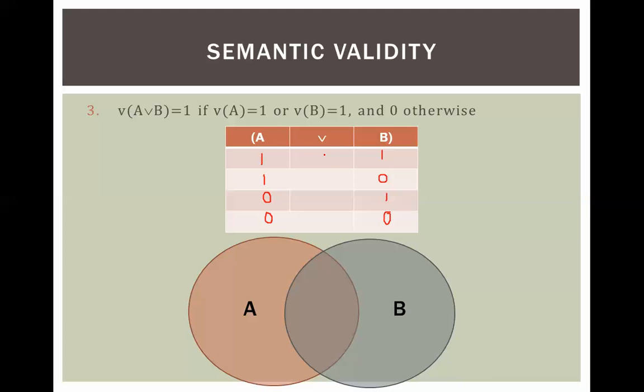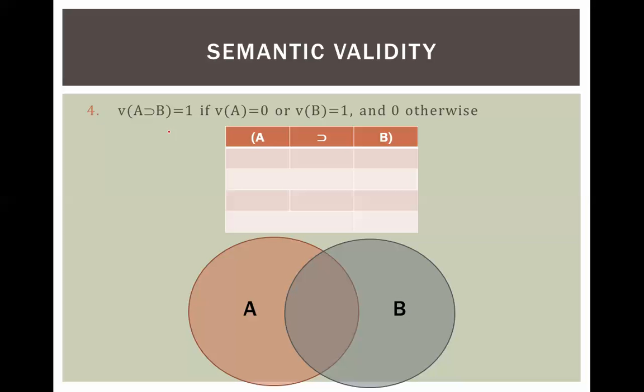Here they're both true, sweet, 1. Here one of them is true, 1. Here the other one is true, 1. Here neither is true, so 0, false. And remember what A or B says: you can be in here, you can be in here, or you can be in here. The only place you can't be is out here. So A and B, I'm in here, good. I am in both A and B, good. If you're just in A, good. If you're just in B, good. But if you're outside of both of them, bad.